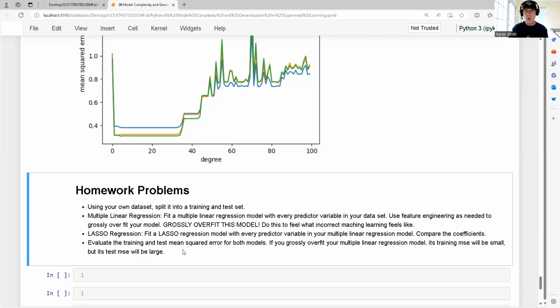I'm having you do that here just because I want you to go through the practice of it, something quick and easy to be able to compare two models. That's all I've got for you.